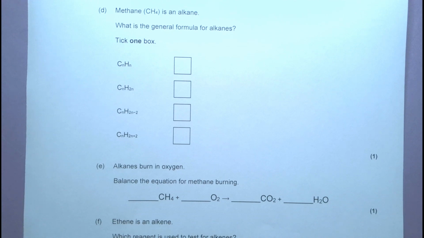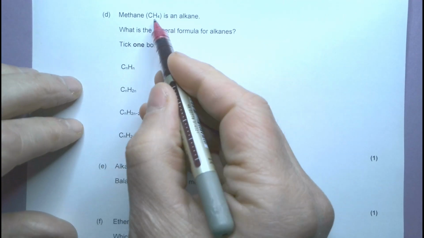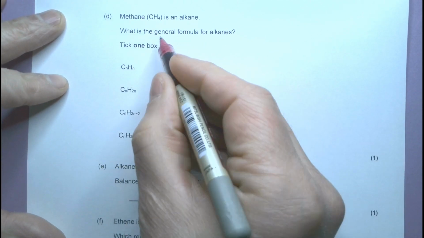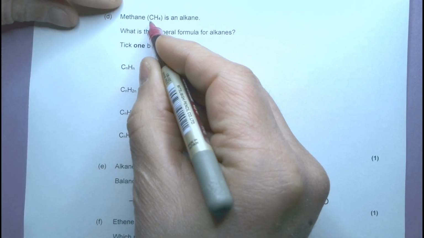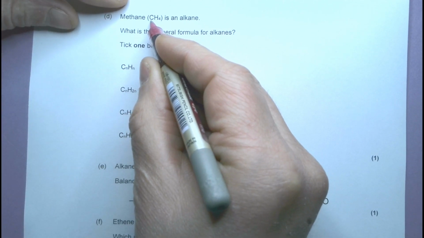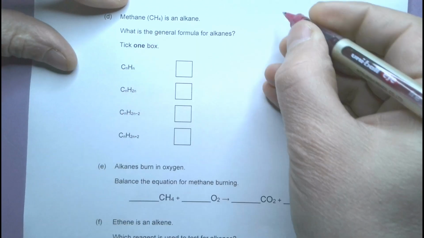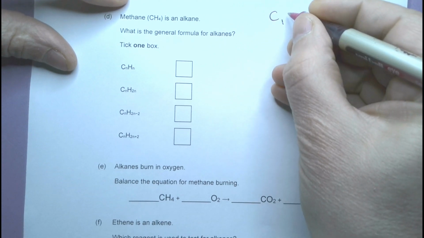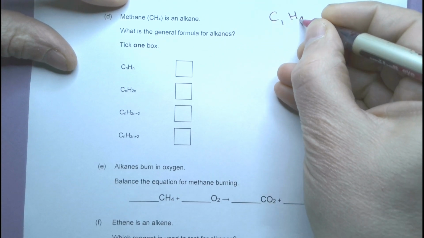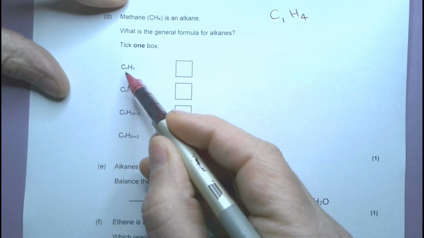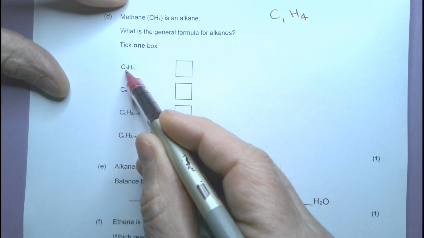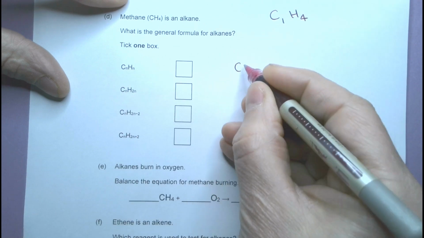Question 4D. Methane, CH4, is an alkane. What is the general formula for alkanes? So methane, there we know that methane is one carbon. So that's C1H4. We don't tend to write it like this, but it can be useful in this way, just because I know here that if N is 1, that would be C1H1.